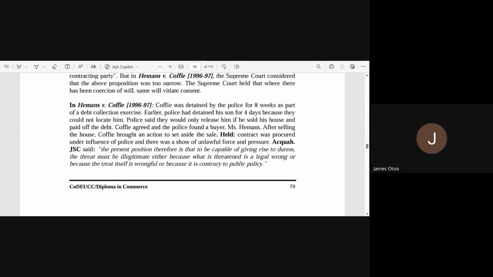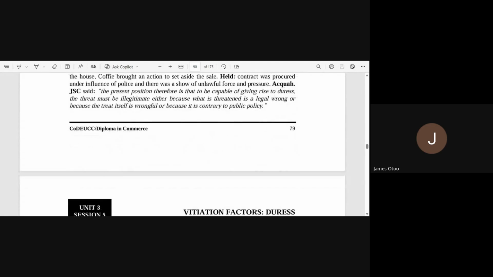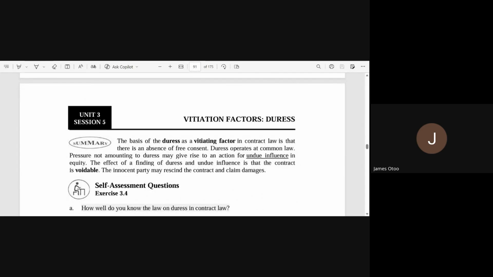And of course, the present position, therefore, is that to be capable of giving rise to duress, the threat must be illegitimate, not reasonable, because what is threatened is legally wrong, or because the threat itself is wrongful, or because it is contrary to public policy. So that is it. Duress also makes a contract voidable.